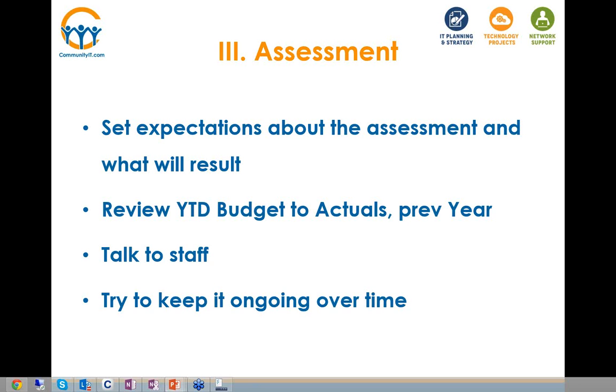You want to talk to staff, if at all possible, as part of the assessment process. Technology in and of itself is obviously very interesting, but it really only has value to the extent that staff can use it to do their work. So you want to talk to staff as part of the assessment process and find out what's working for them and what's not working when it comes to technology.